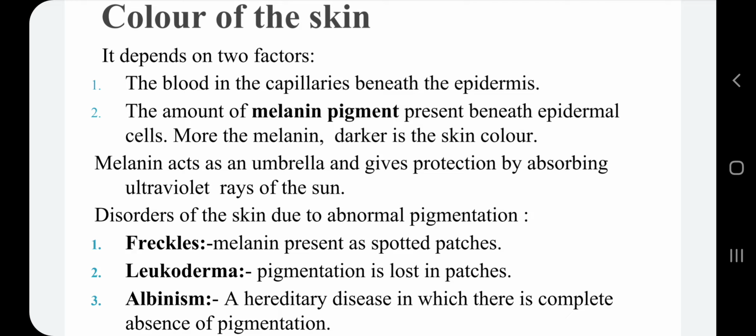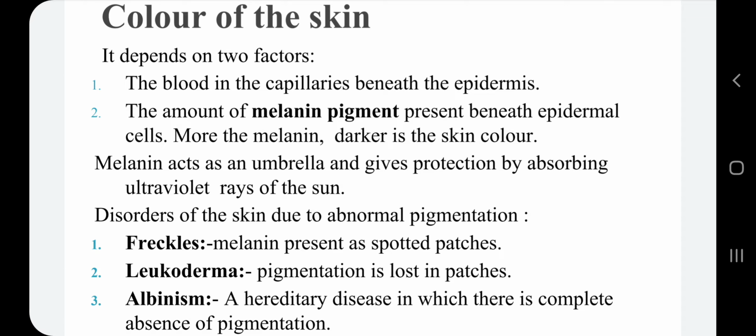The more the amount of melanin present in the cell, the darker is the skin color. And this melanin is very useful for the body also. Why? Because it absorbs harmful rays of the sun, which are ultraviolet rays. So these ultraviolet rays are not allowed to penetrate deep into the body. These are absorbed at the surface. So in this way, this melanin acts as an umbrella and is a useful pigment for the body.